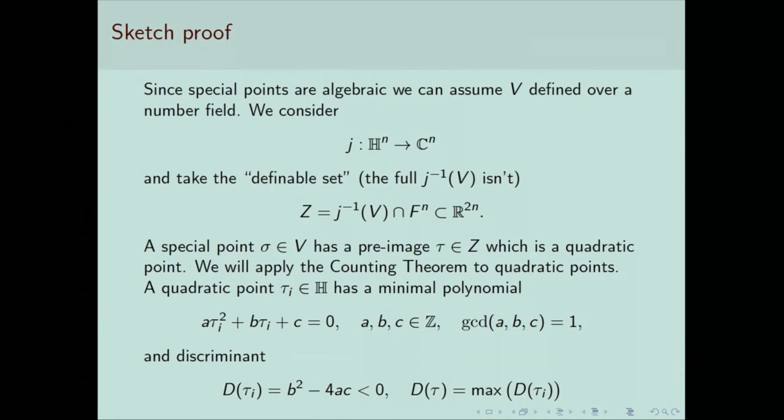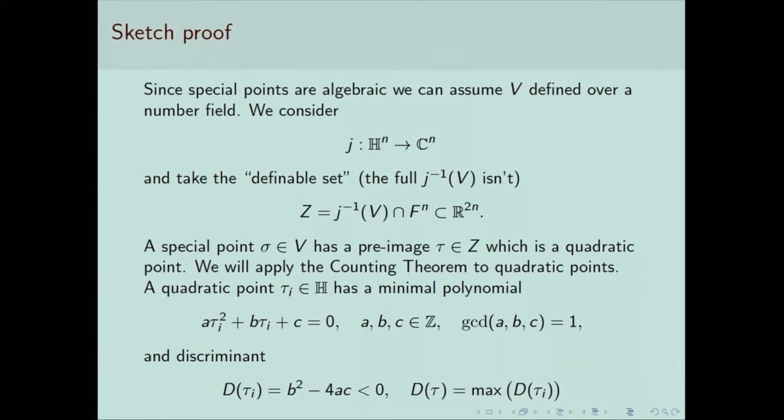So special points are algebraic, so we can assume that V is defined over a number field. I guess I made that assumption in the first case, and then I didn't reference where I used it, but we took Galois conjugates. So then we want V to be over some fixed field. And we're going to do that again here. So V is defined over a number field.